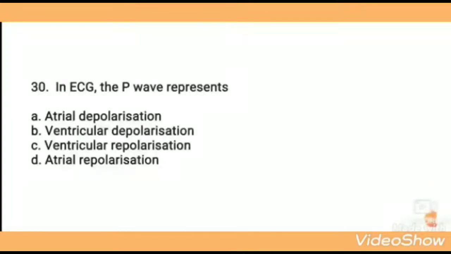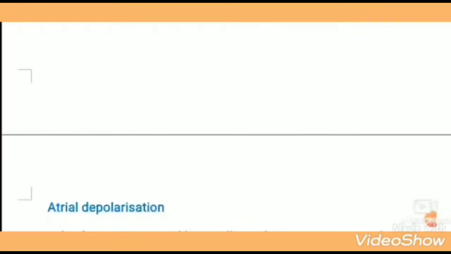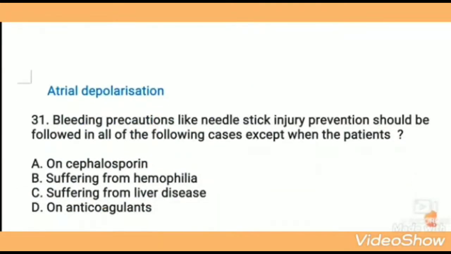Next question. In ECG, the P wave represents atrial depolarization, ventricular depolarization, ventricular repolarization, or atrial repolarization? So, the correct answer: in ECG, the P wave represents atrial depolarization. Next question.